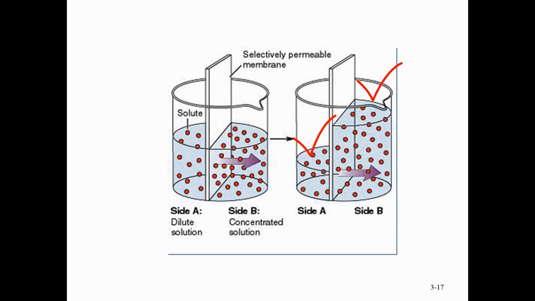So if we measured the salinity of each side, side A and side B of the beaker on the right, we're going to find out that they have the same salinity. Okay.